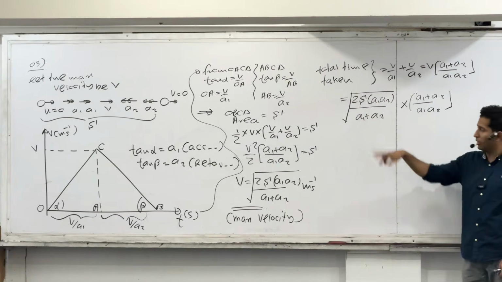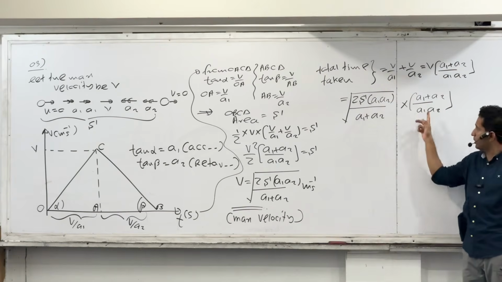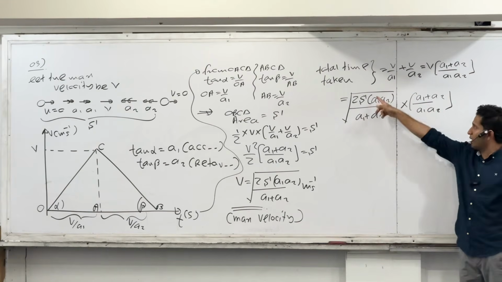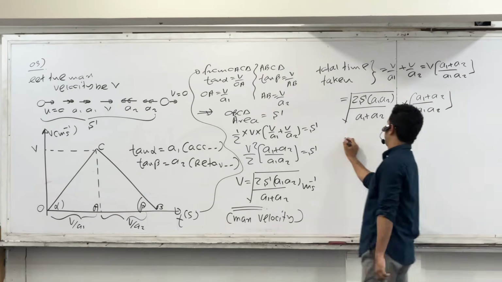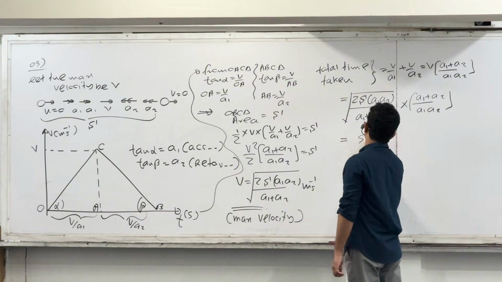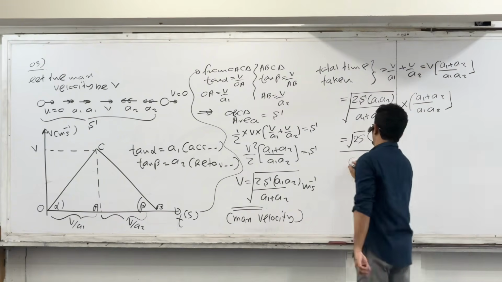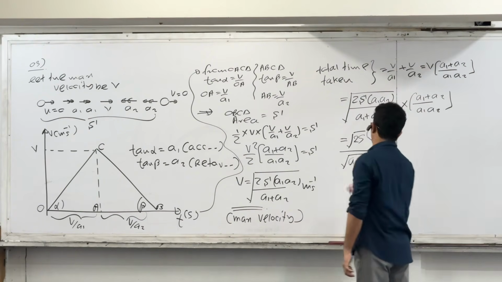Here A1 A2 is to the power half, then A1 A2 to the power 1. So one cancels and A1 A2 root is remaining. Remember 2s is unchanged, 2s root is unchanged. Here this and this cancel, and A1 A2 root is remaining.